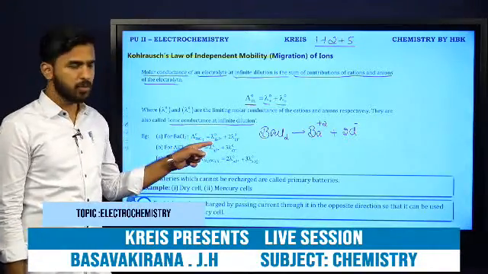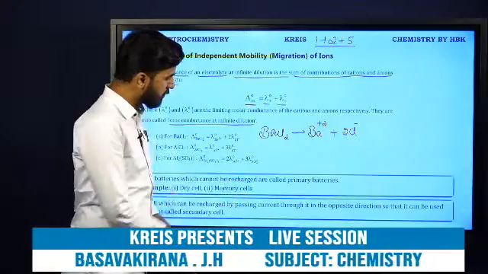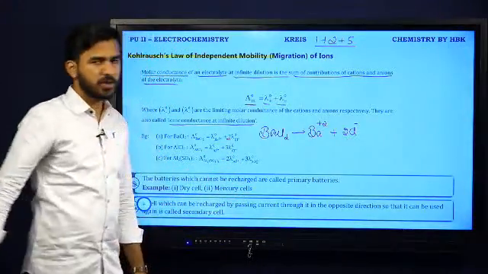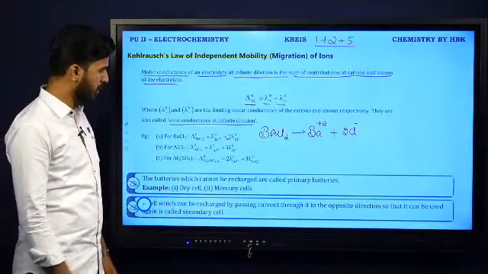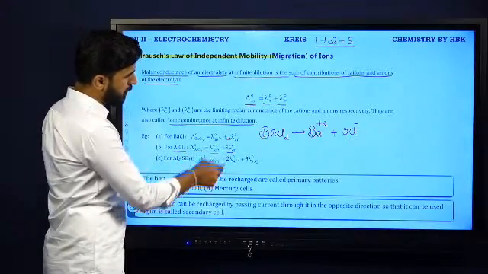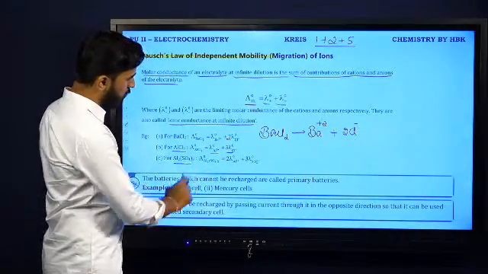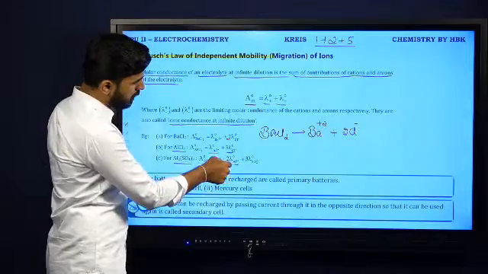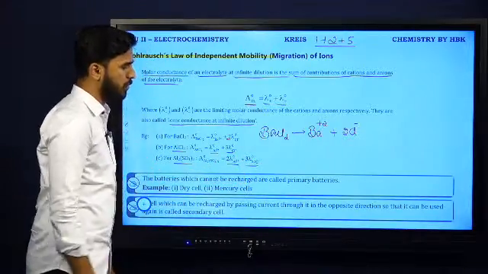conductance by barium 2 plus ion and conductance by Cl minus, but remember the 2, the reaction must be balanced. So for AlCl3 it is Al3 plus and 3Cl minus. For Al2(SO4)3 it is 2Al3 plus and 3SO4 2 minus.